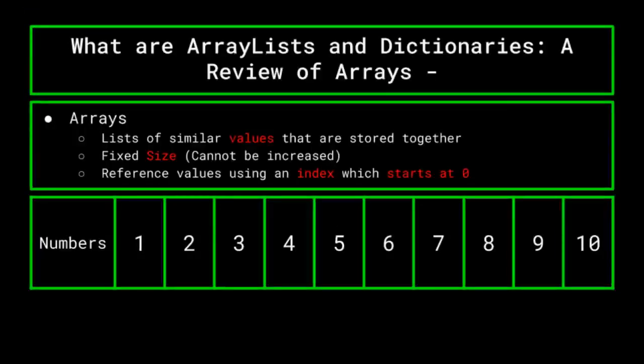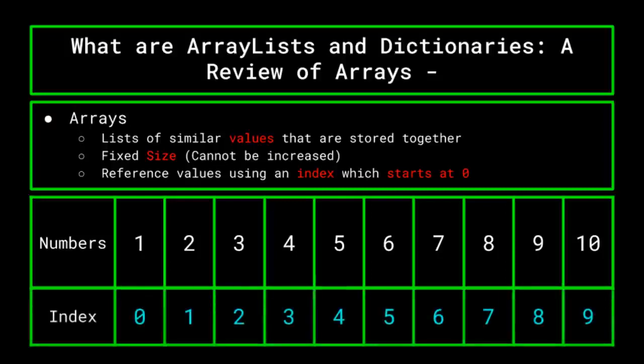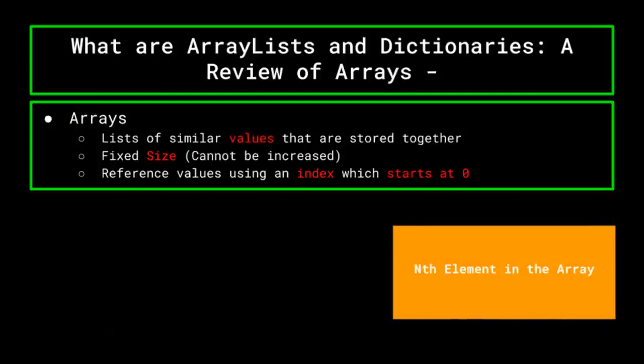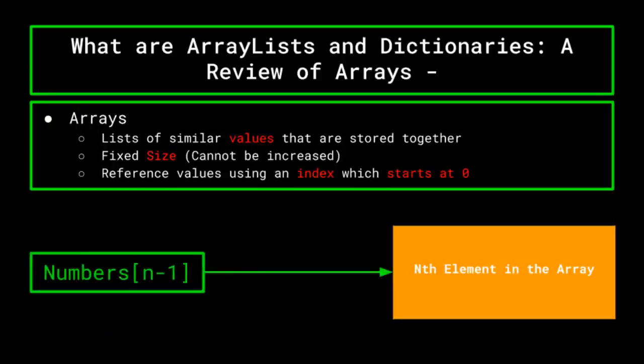As you may remember, arrays are basically lists of values that are stored together. When you initialize an array, you give it a size, and this size is fixed. You won't be able to increase the size of the array, so when you make an array, its length is final. To access the values in an array, you reference them using an index which starts at 0. What this means is that the first item of an array is not at position 1, it is at position 0, and its position is commonly referred to as its index location. So, to find the nth item in an array, you would refer to it as index location n-1.